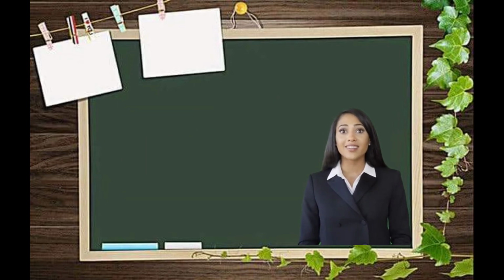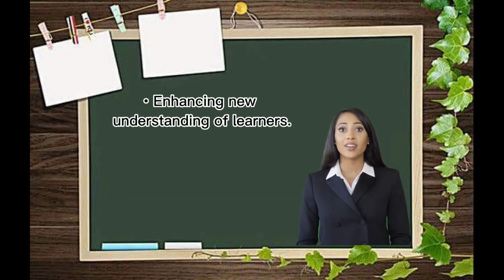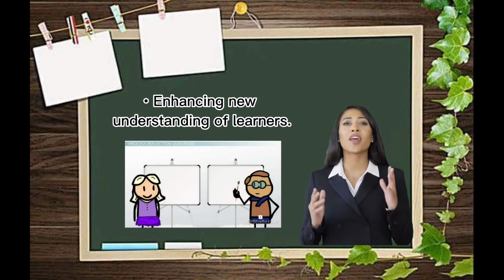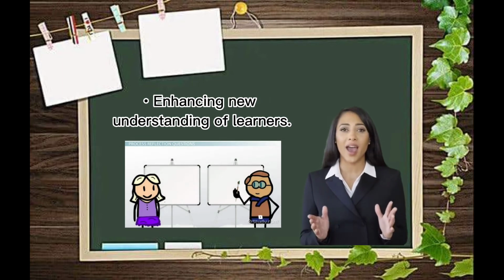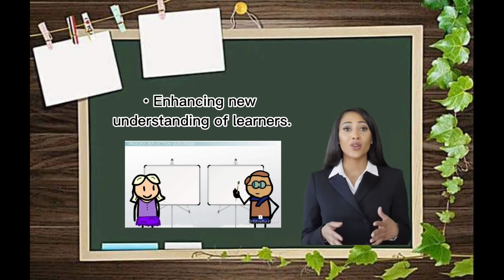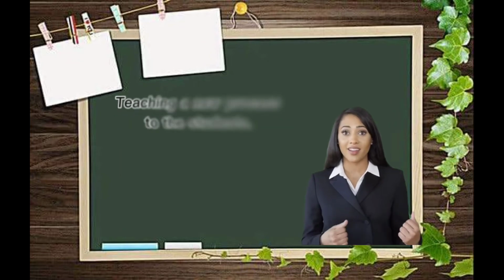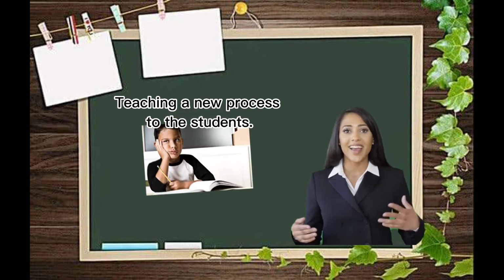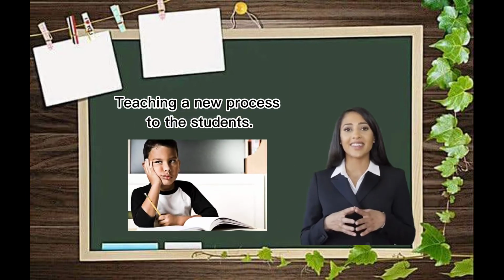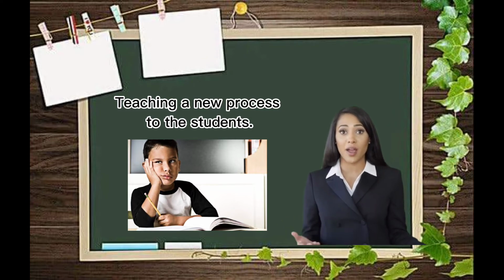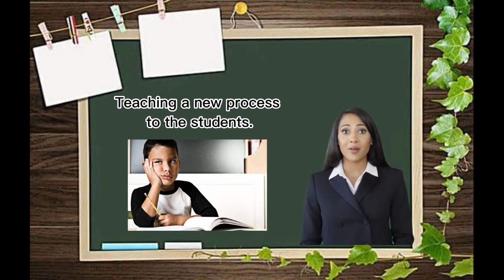And the next one is enhancing new understanding of learners. An example of this, what will happen when students get demotivated? You can use this example as a guide in enhancing new understanding of learners. The last one is teaching a new process to the students. An example of this, how can I teach third graders to do reflection? And this example can be your guide in teaching a new process to the students.